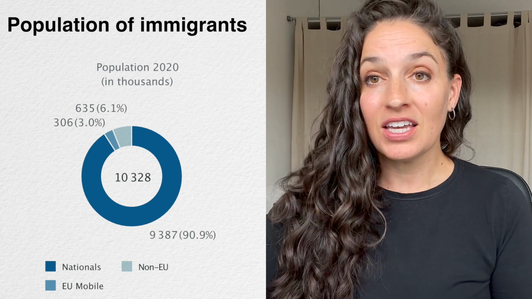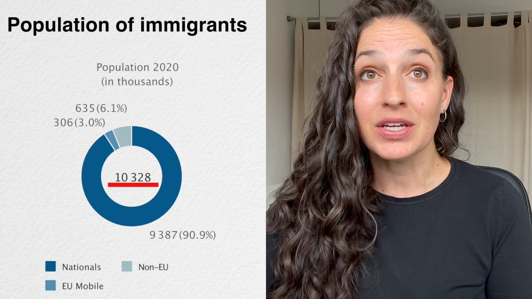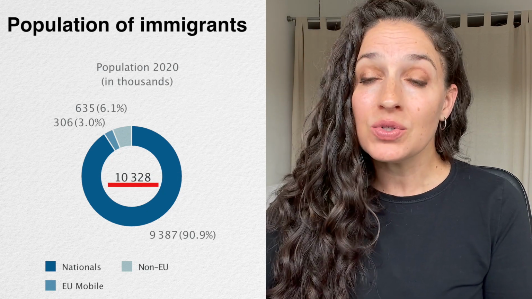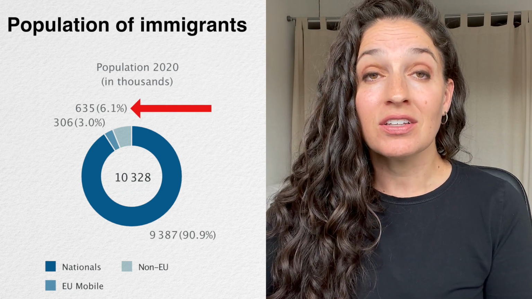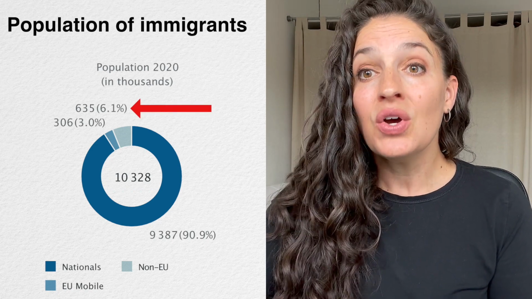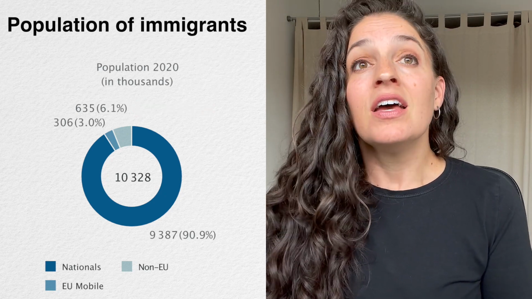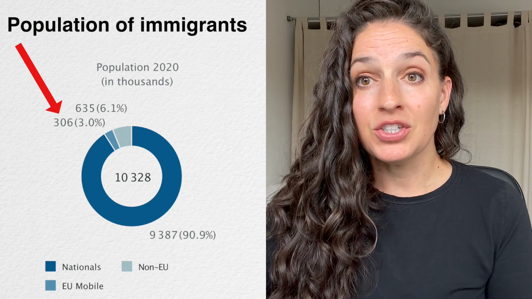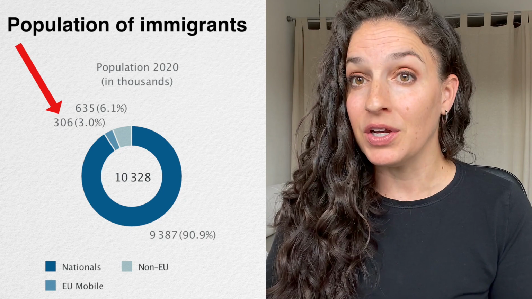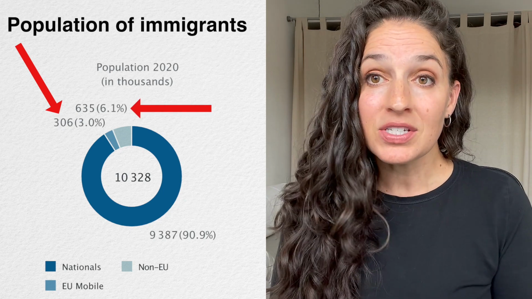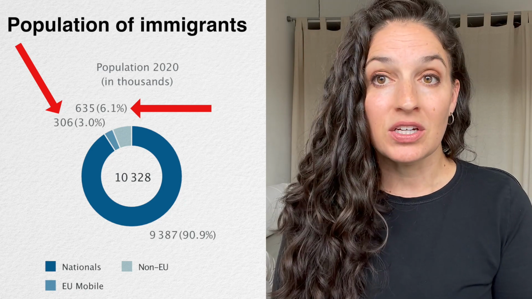So we can see here that Sweden has a population of a little bit over 10 million people, and we can also see that 6% of those people are actually non-Swedish citizens who were born outside of the European Union. Now, 3% of that population are non-Swedish citizens who were born within the European Union. So around 9% of the Swedish population does not hold Swedish citizenship.